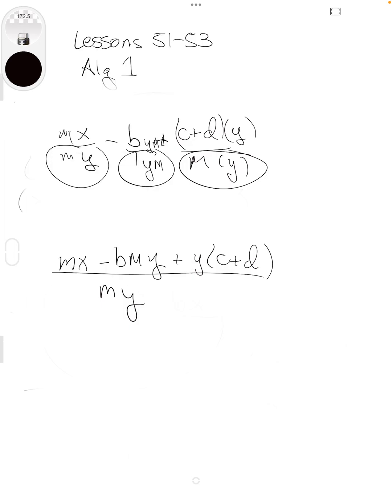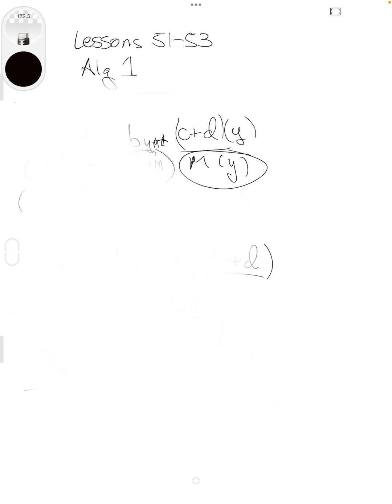All right, last lesson. Lesson number 53. Number 53 is a reminder about exponents. So, 3 to the 4th times 3 to the 5th power. Okay, what does that mean? That means it's 3 times 3 times 3 times 3, 5 times.